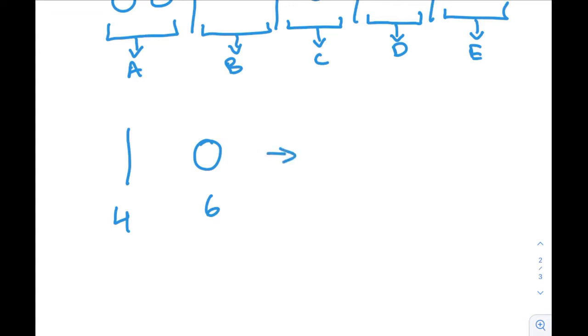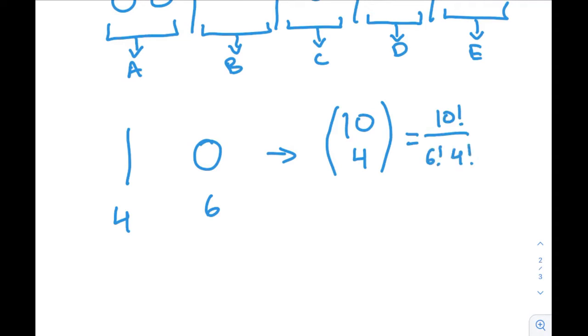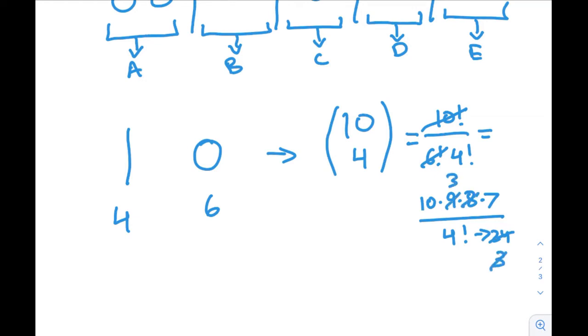So the number of ways to arrange this is just 10 choose 4, since the bars are the same and the circles are the same. And this is equal to 10 factorial divided by 6 factorial times 4 factorial. 10 factorial and 6 factorial cancel out, and we get 10 times 9 times 8 times 7 divided by 4 factorial, which is 24. 24 and 8 cancel out, 3. 3 and 9 cancel out, 3. So this is equal to 10 times 3 times 7, or 210.